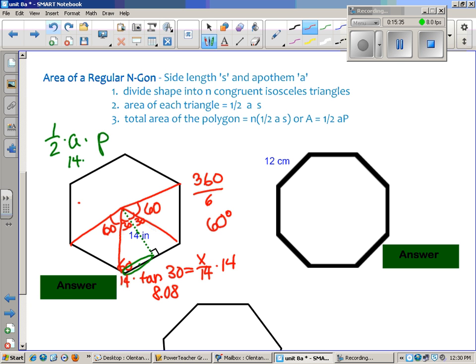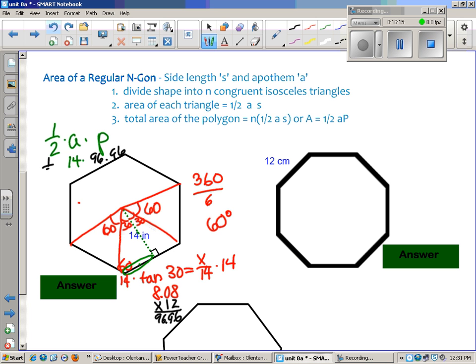All right, so this little piece here is 8.08. How many of those little pieces are there all the way around here? 12, good. There's 12, right? 1, 2, 3, 4, 5, 6, 7, 8, 9, 10, 11, 12. So there's 12 altogether. So I'm going to take this 8.08 and multiply it by 12, and that gives me 96.96. All right, so my perimeter is 96.96.